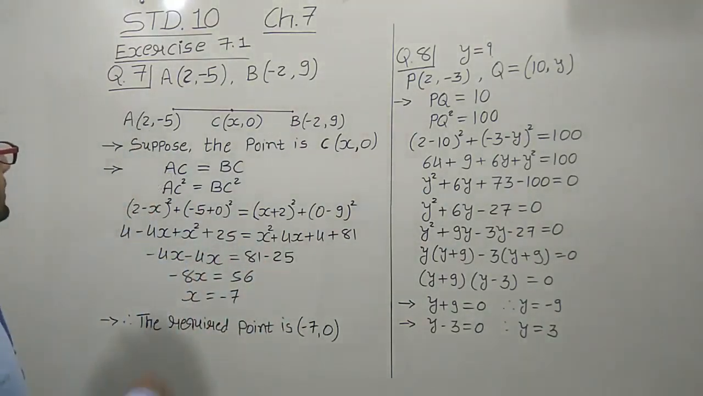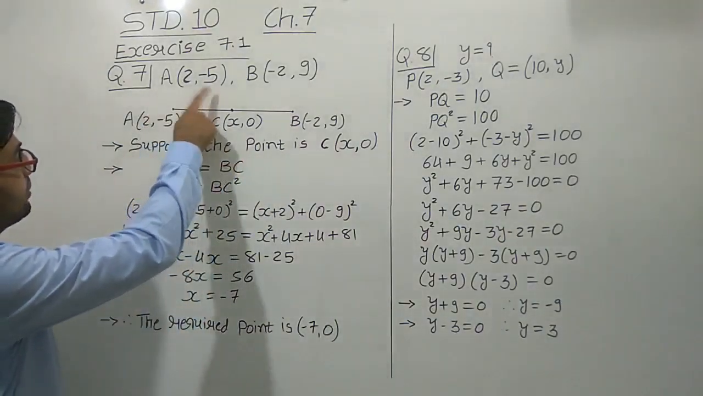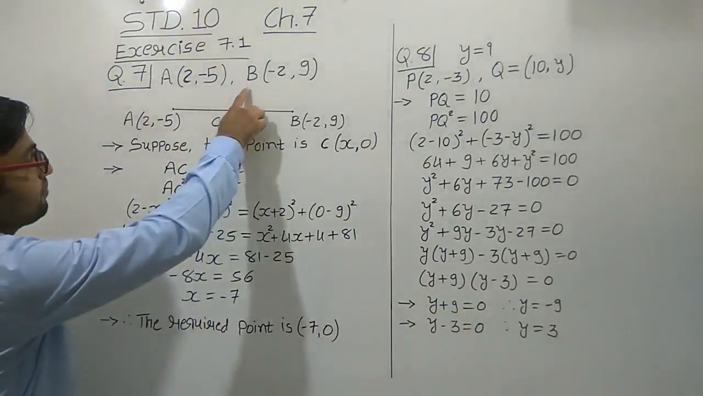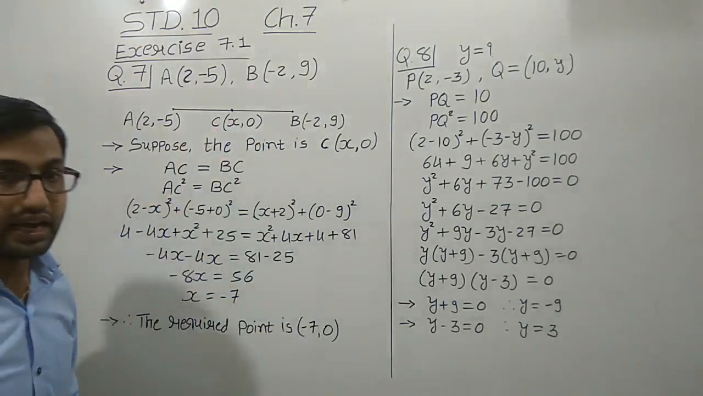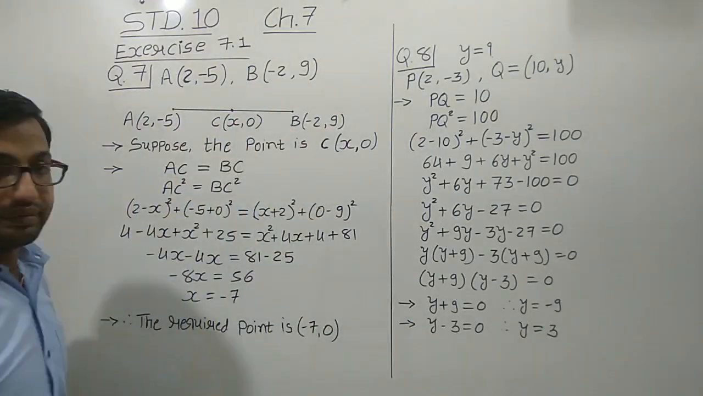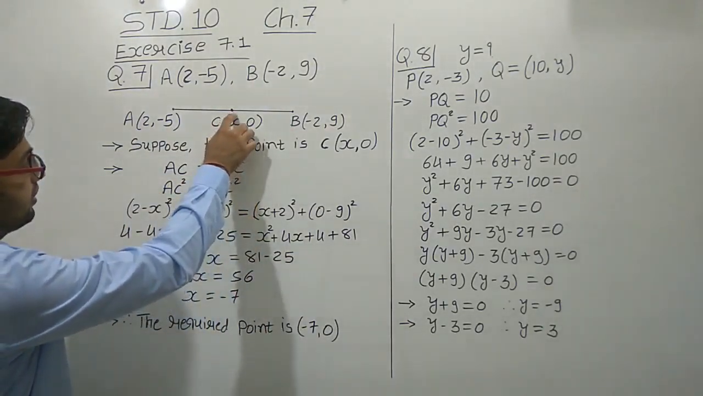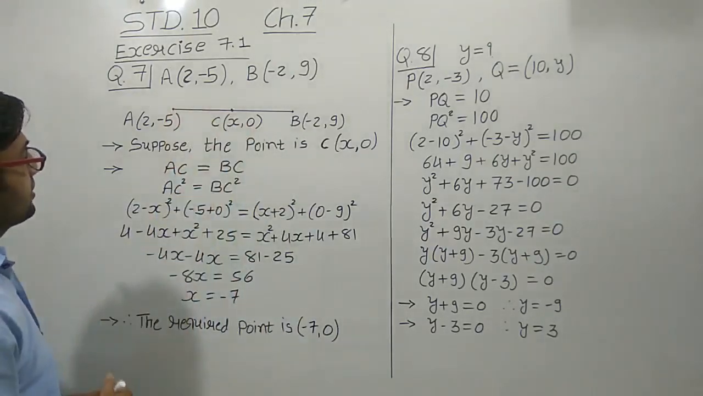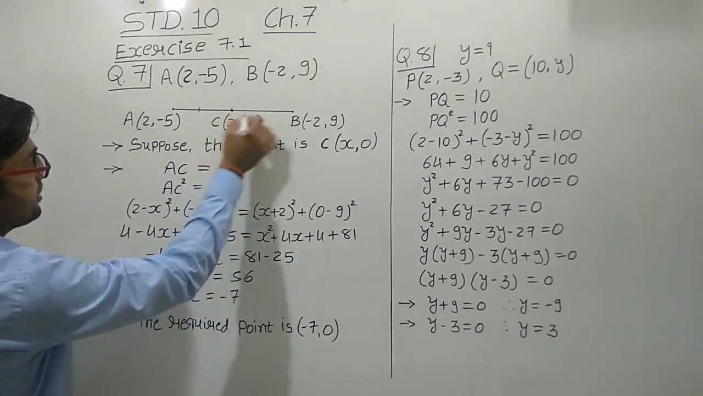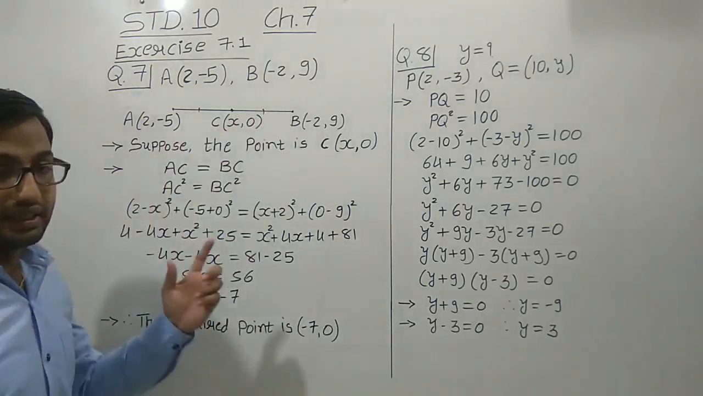Okay, so let us take the 2 points, give the 2 points the name. The first point is A (2, -5). Second point is B (-2, 9). And suppose these are the 2 points. And the third point is, suppose there is one at equal distance between these 2 points, this distance and this distance are equal. That means AC is equal to BC.